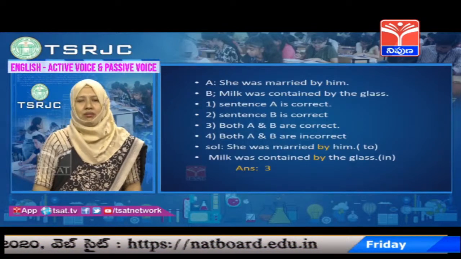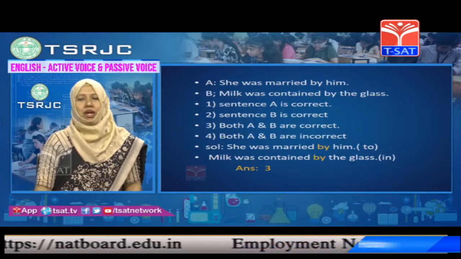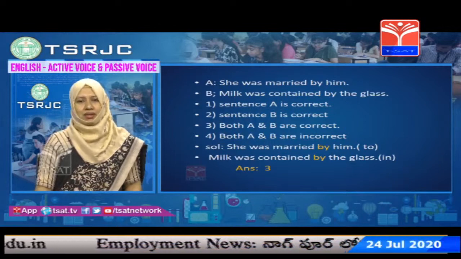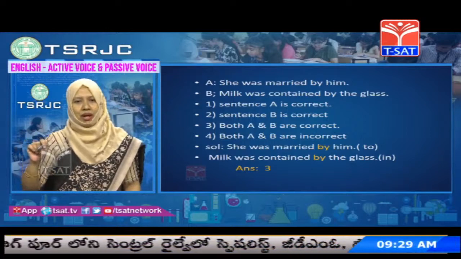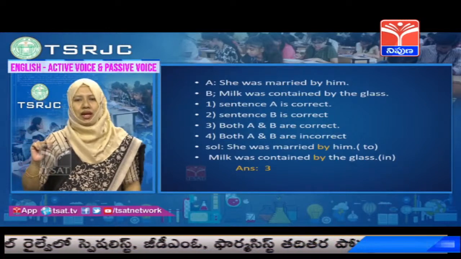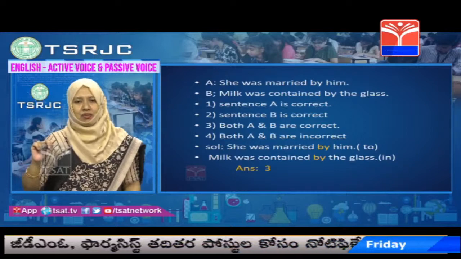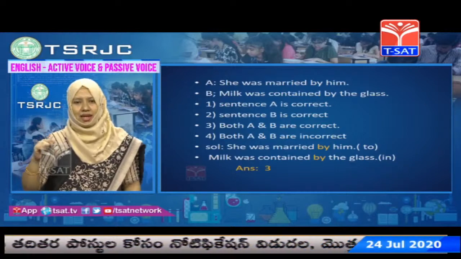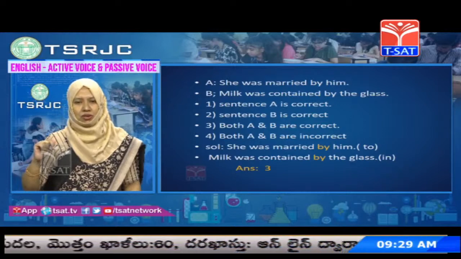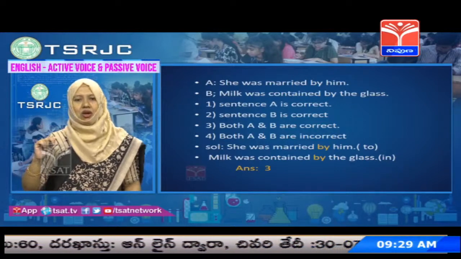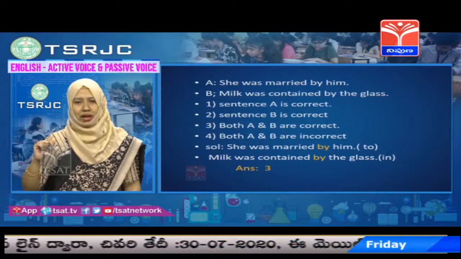"She was married by him." "Milk was contained by the glass." There are two statements. A, she was married by him. B, milk was contained by the glass. Options: sentence A is correct; sentence B is correct; both A and B are correct; both A and B are incorrect.